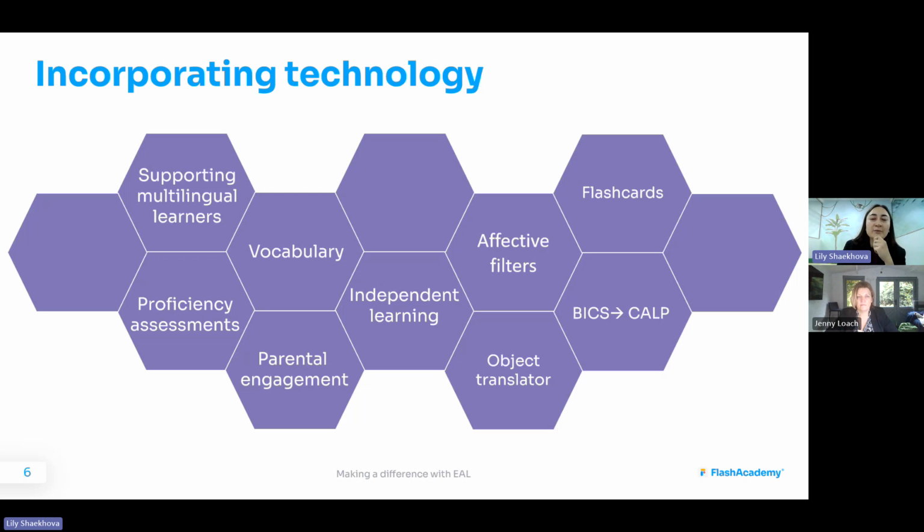We also love a tool that FlashAcademy offers. It's called Object Translator. It's a really unique tool that supports this integration. This feature allows students to take photos of everyday objects and instantly learn the vocabulary around them. So for example, they take a picture of a table and there are some objects, and you get an immediate translation. It's a fun and visual way of making meaning and making language learning more practical, and making meaning of everything surrounding us.